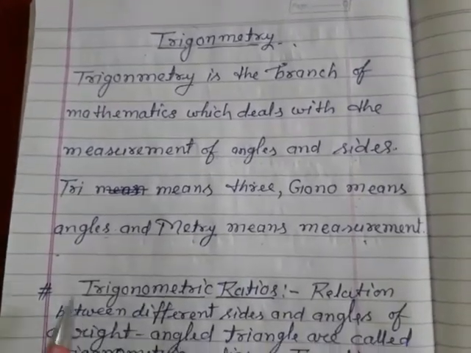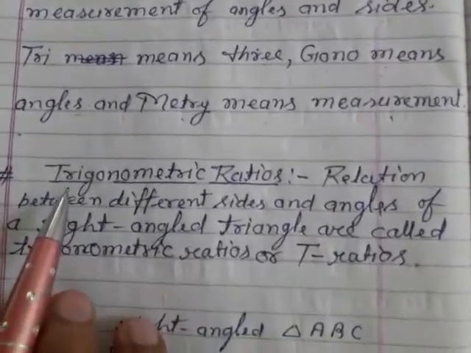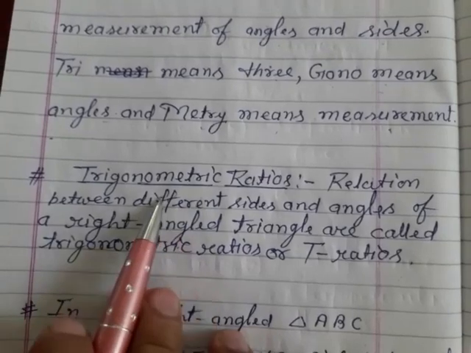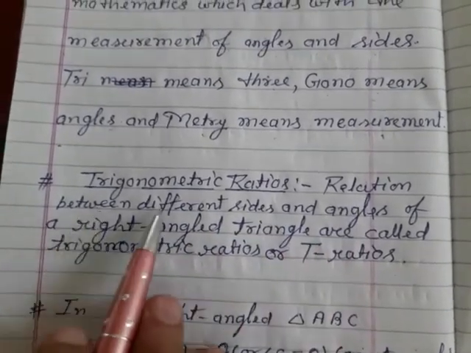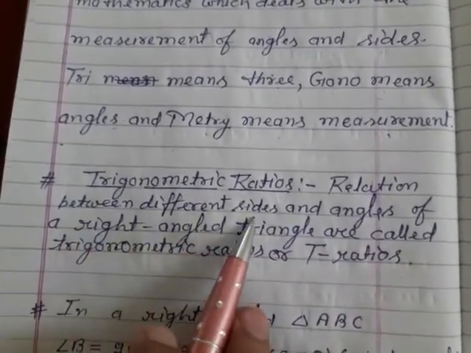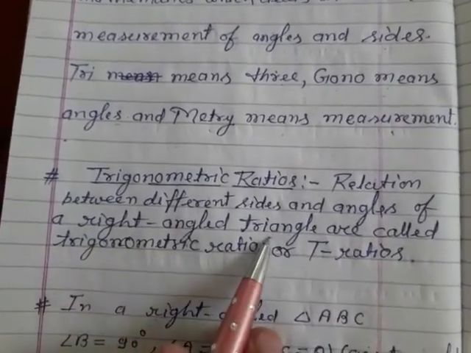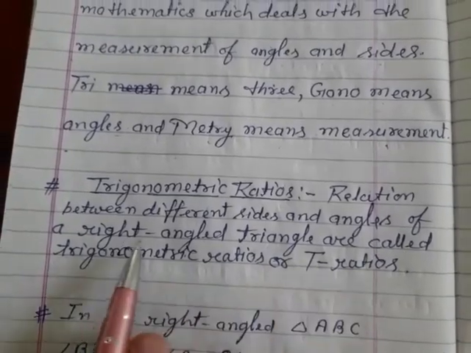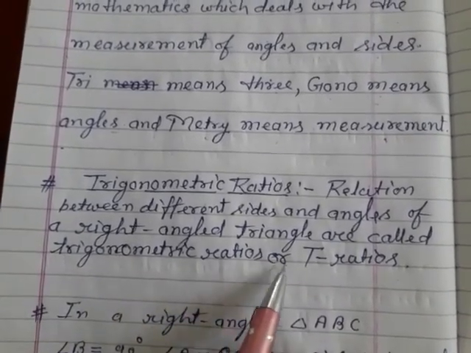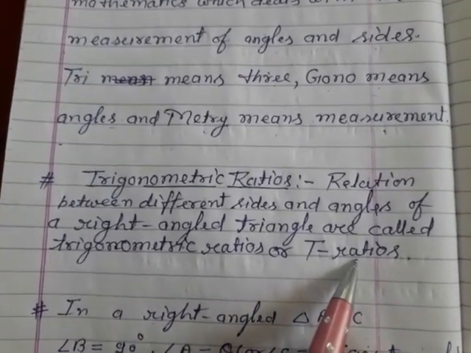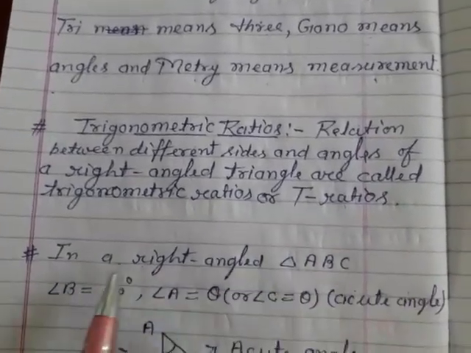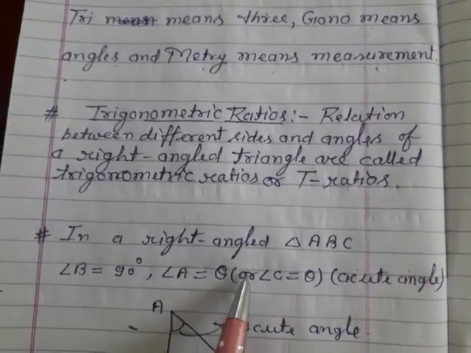Now we discuss the trigonometric ratios. The relations between different sides and angles of a right angle triangle are called trigonometric ratios or T ratios. Clear? Now we discuss this in a right angle triangle.